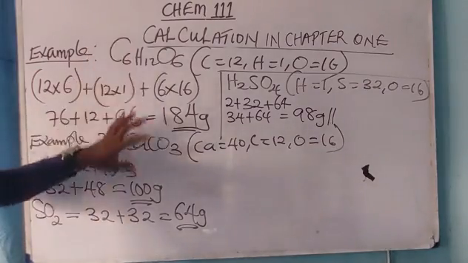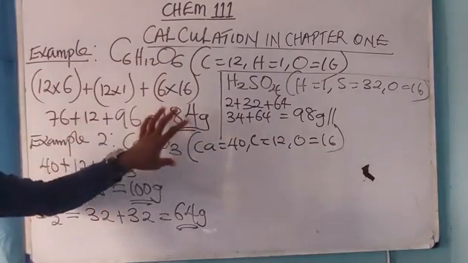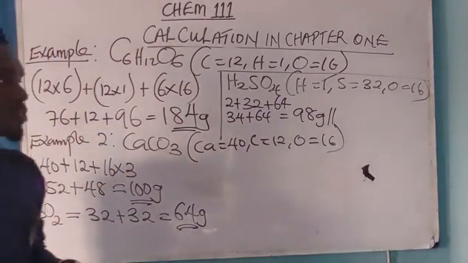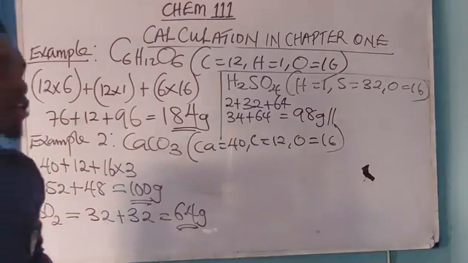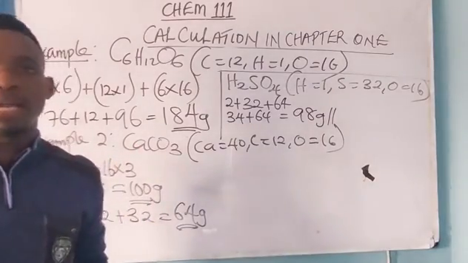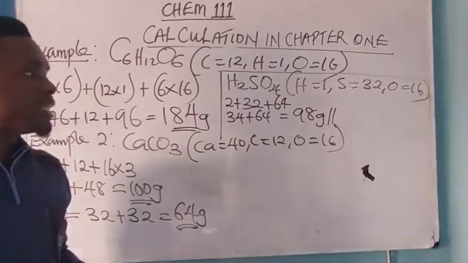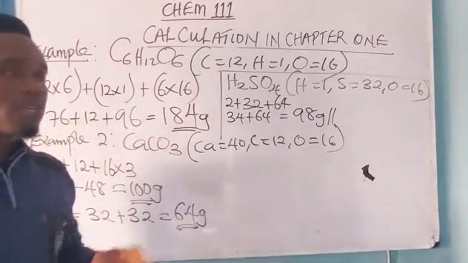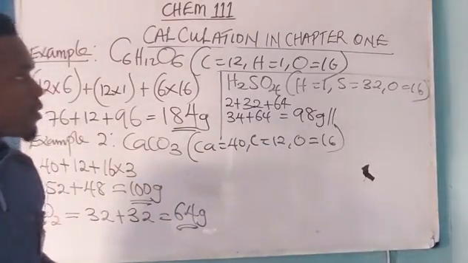So I've come to the end of this part of chapter 1, Chem 111. In my next class, we are going to be looking at how to calculate the mole of a particular element or compound, and the empirical formula and molecular formula of a given compound. So at this point, we call it a day.